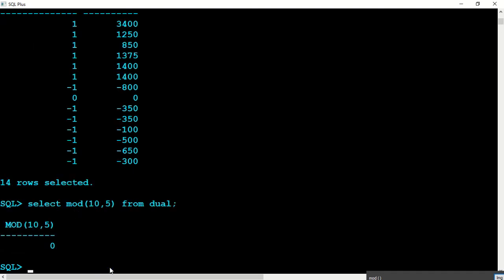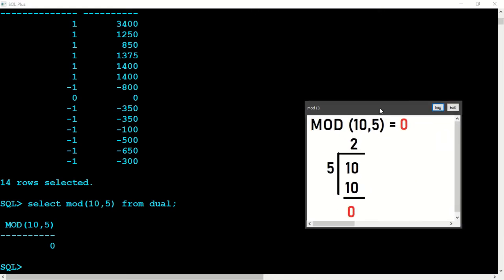Okay, so the remainder is 0. How? Let's see here. 10, 5, that is 10 divided by 5. 5 twos are 10, 10 is given here, 0 balance. 0 balance means 10 cut off, 0, and the output is 0 here.